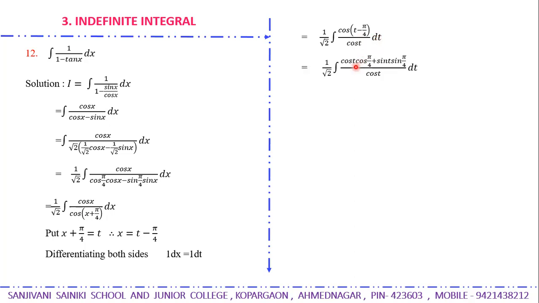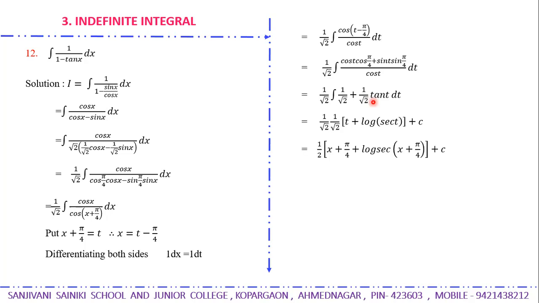So use the cos of a minus b formula, cos a cos b plus sin a sin b. So now divide the numerator by cos t. You will get 1 by root 2 times the integral of 1 by root 2 plus 1 by root 2 tan t dt. So what we will do? The integral of 1 by root 2 is t by root 2, plus 1 by root 2 as it is, and the integral of tan t is log of sec t.